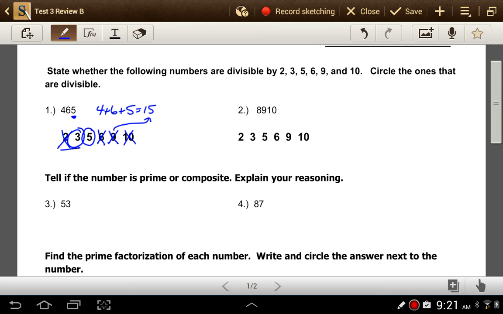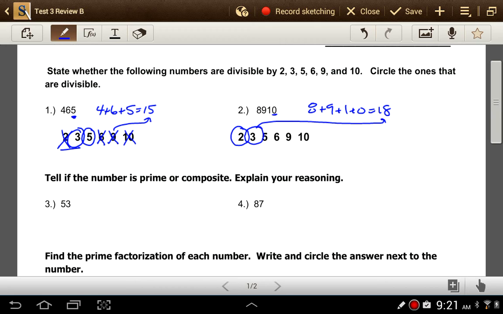Okay, for problem 2, I'm going to go through them. For 2, I look at the last digit. It's a 0. That's an even number, so I circle 2. For 3, I add them up. 8 plus 9 plus 1 plus 0 equals 18. Remember, only 3 and 9 use this rule. That is 3, so I circle 3.